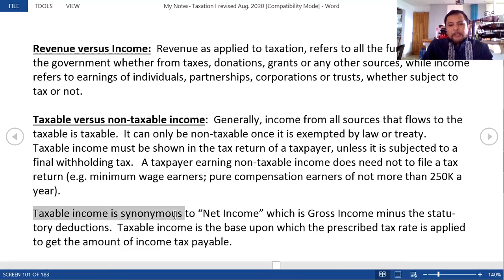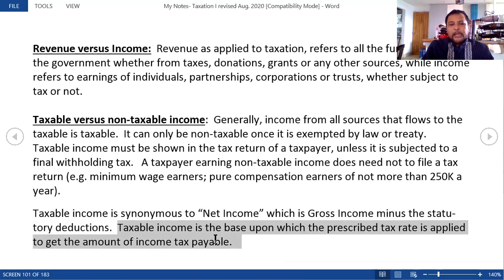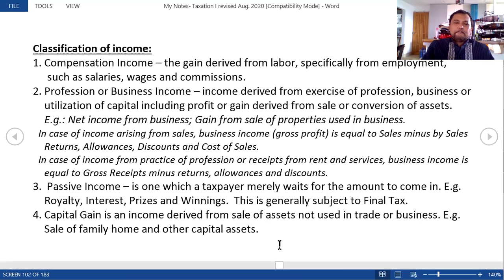And taxable income is synonymous to net income, which is gross income minus statutory deductions. Taxable income is the base upon which the prescribed tax rate is applied to get the amount of income tax payable. Okay, now we classify the different kinds of income.